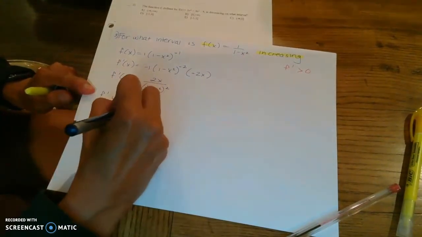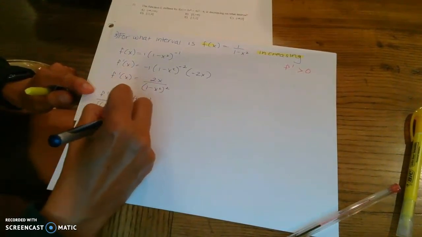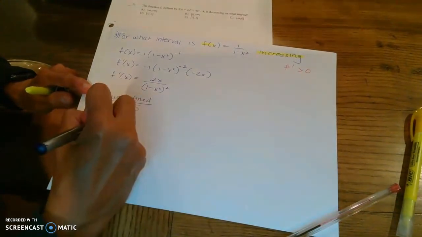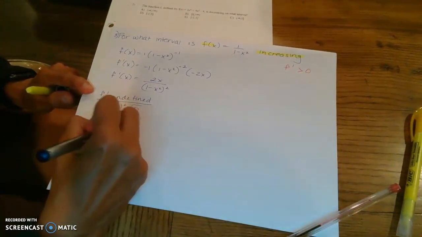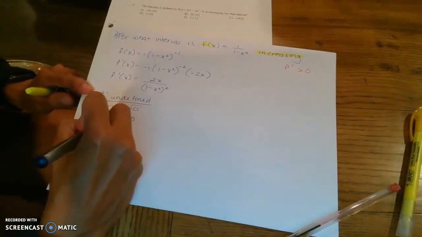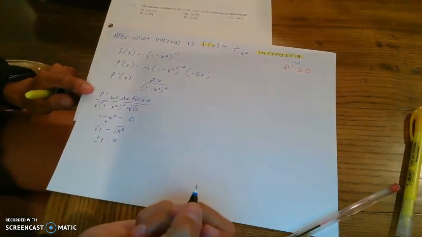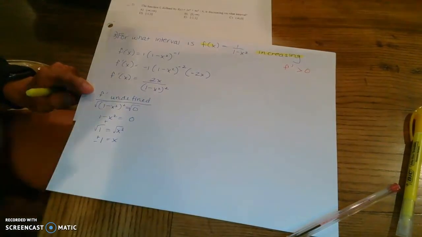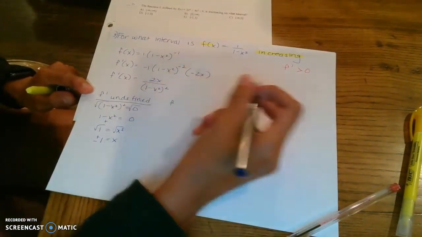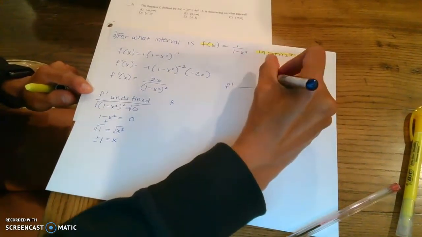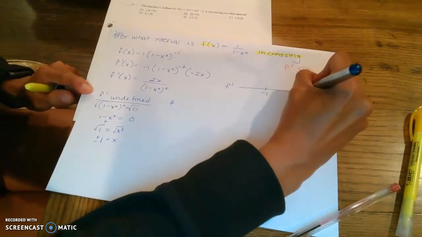I square root this. I get 1 minus x squared is equal to 0. Then I add the x squared over. I get 1 equals x squared. Square root both sides. I get x equals plus or minus 1 as undefined values. Okay, that's a critical value. So I'm going to go ahead and say, okay, first derivative, I have critical values at -1 and 1.